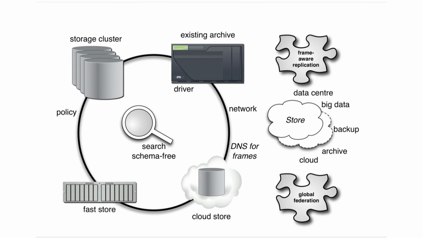It could be on a cloud store, it could be on a GPFS disk cluster, it could be on a SAN, on a high-speed editor, or it could be on an existing tape archive, and we can write a driver to expose that content into the Internet of Frames. Using this DNS for frames, we can have efficient frame-aware replication of our content in data centers across the world.